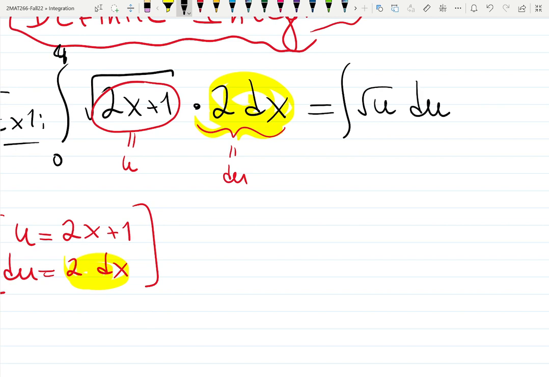Square root of u times du, exactly. But now, what is happening with 0 and 4? That's the whole point to learn right now. The thing is, you're not supposed to keep it 0 and 4. Remember, integral has a specific notation.